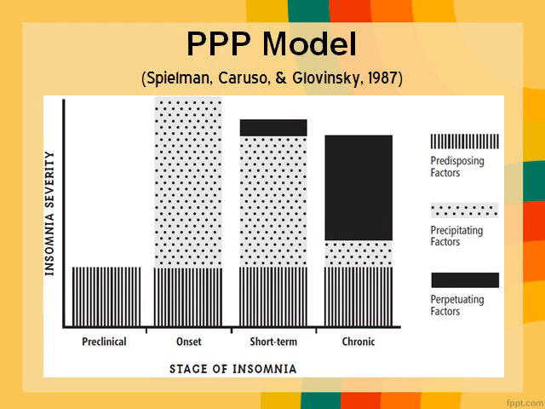The PPP model was first published by Spielman, Caruso, and Glavinsky in 1987 in the journal Psychiatric Clinics of North America. The 3 P's stand for predisposing, precipitating, and perpetuating factors. In this model, before the onset of insomnia, there is a level of predisposing factors. For some people this will be high and their sleep is easily disturbed, while for others this level is low and it takes a lot to disrupt their sleep.